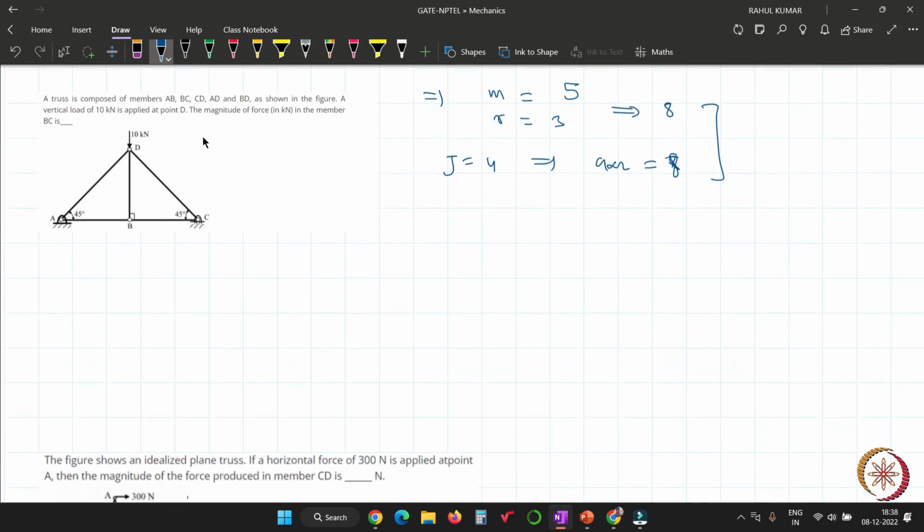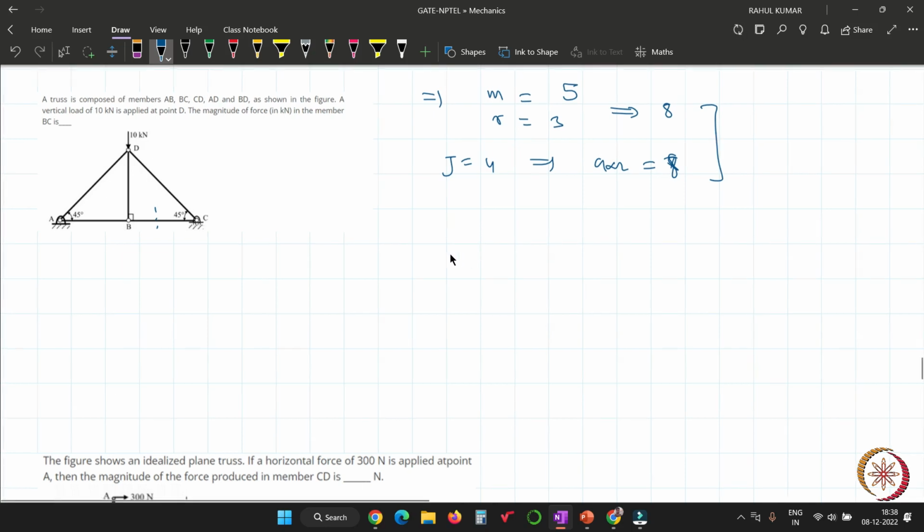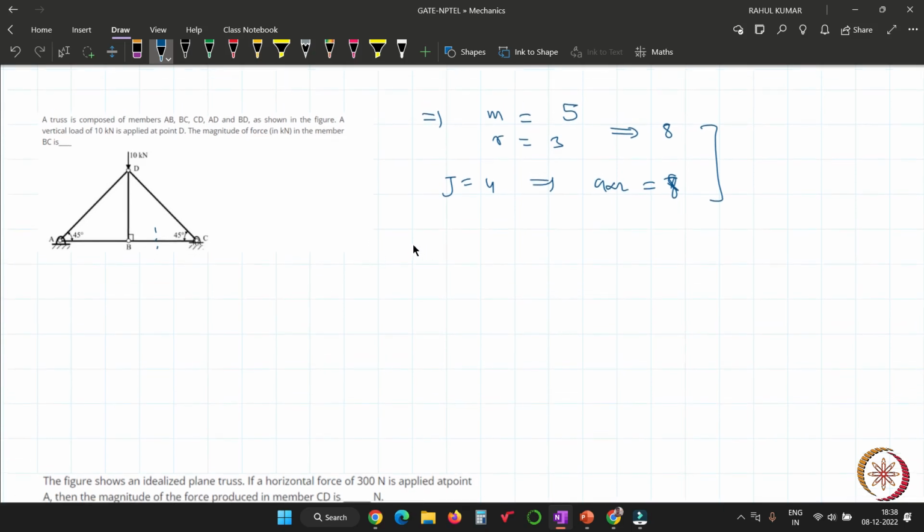So what is the problem? The problem is to find the magnitude of the force in the member BC. In this member you have to find the force. To solve this problem, I will discuss the methods to solve a truss problem later: the first method is the method of joints and the second is the method of sections. But before that I will first solve this problem. Indirectly you can say that I will apply the method of joints.